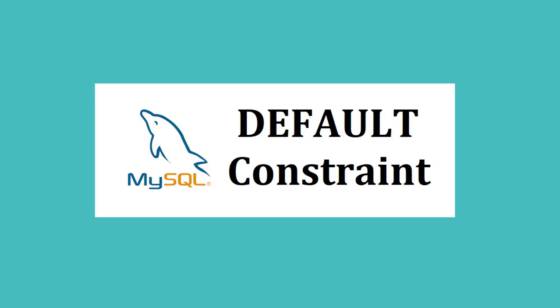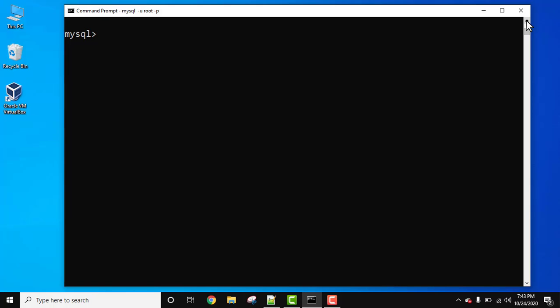Default constraint is basically used to provide a default value for a column. The default value gets added to all the new records if no other value is specified by the user. So now let us see how to work with default constraint using an example. We will create a table here. While creating, we will work with the default constraint.